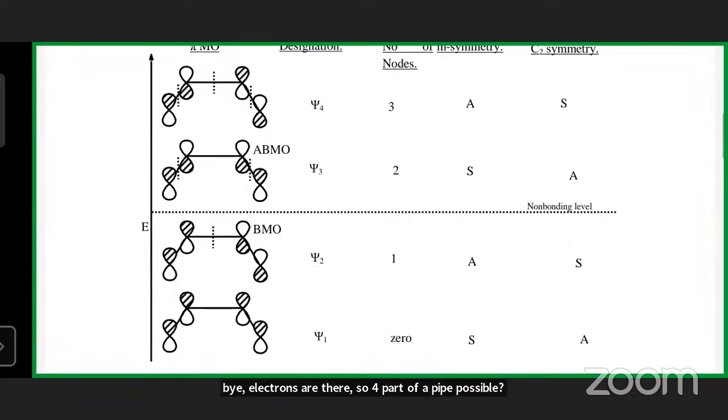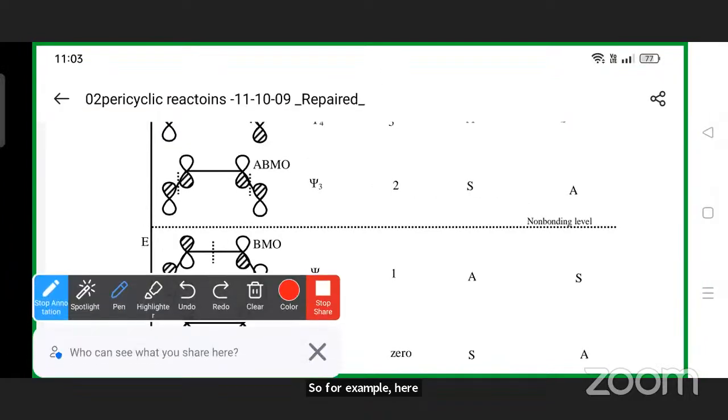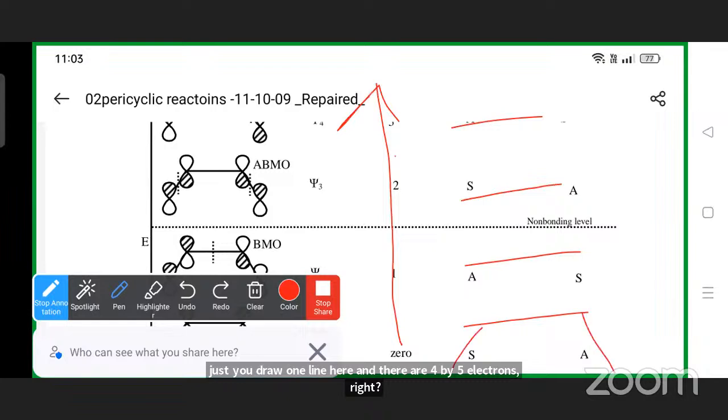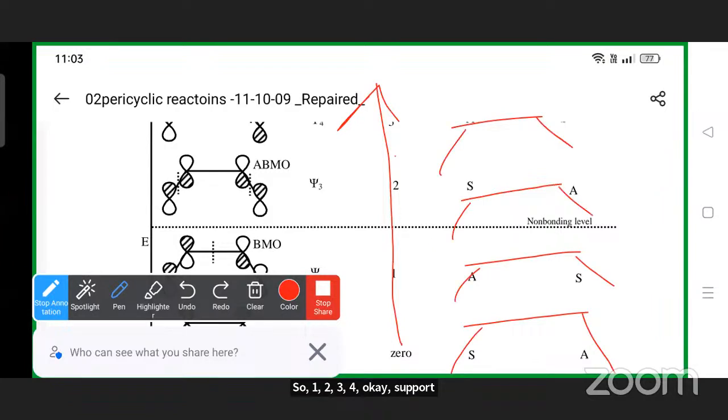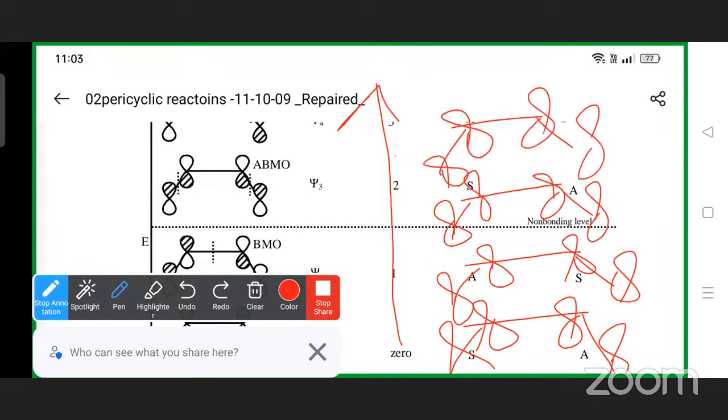Okay. And when you assign the nodes, for example here, just draw one line, and there are 4 pi electrons: 1, 2, 3, 4. So 4 pi molecular orbitals here.